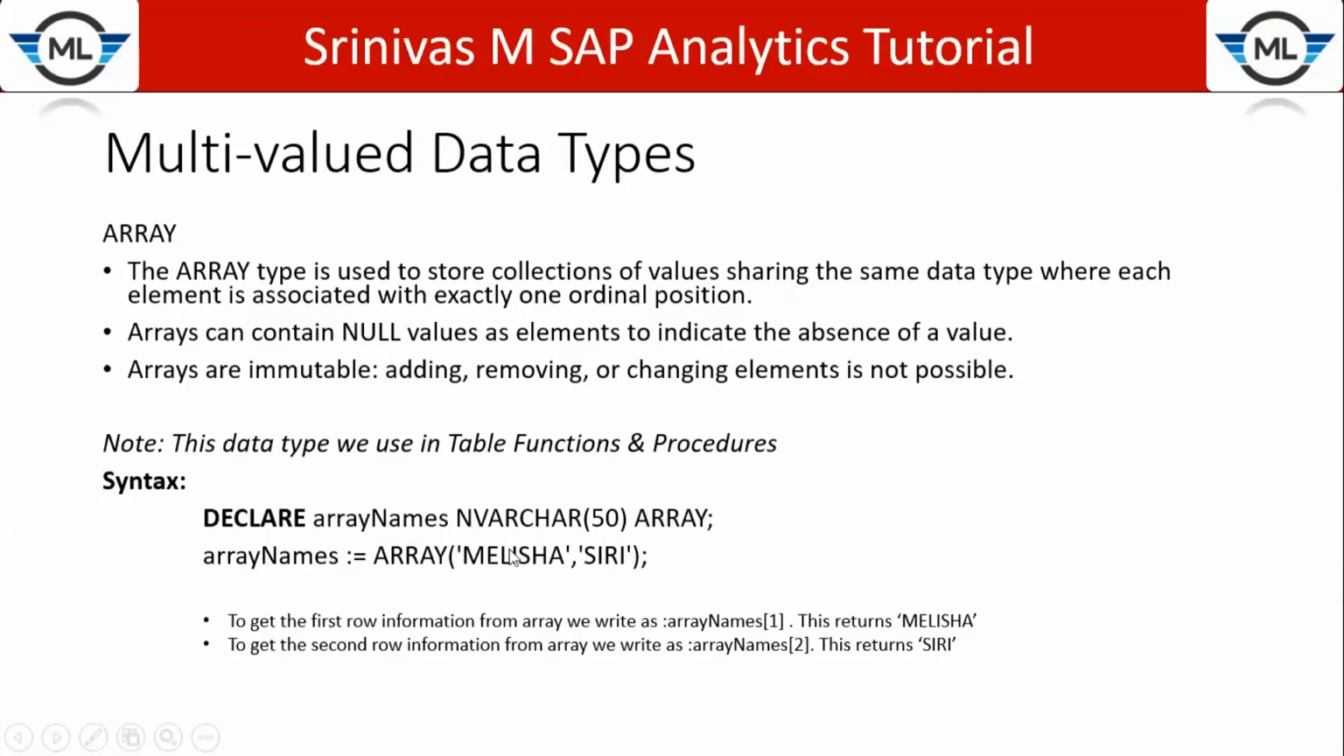How do I bring a single value, like a single name, from my variable, because this variable is storing multiple strings? I want to get one string out of it. By defining it this way: colon, array_names, and the position in square brackets. Militia occupies the first position and Siri occupies the second position in my variable. If you give 1, Militia will be the output, and if you give 2, it will bring the second value. Like this you can define arrays. We can see this example again when we discuss table functions and procedures.